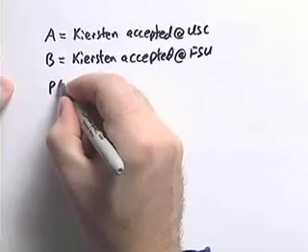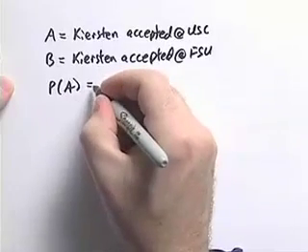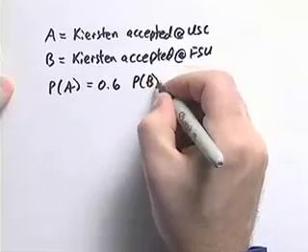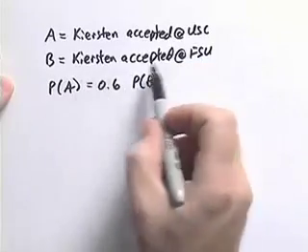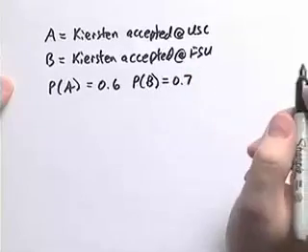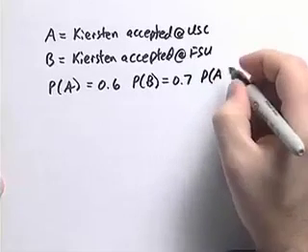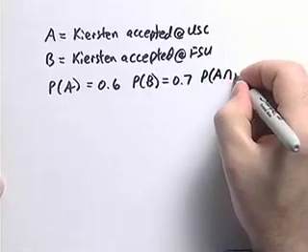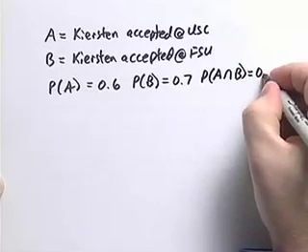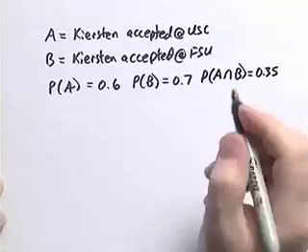We were given that the probability of A, that is the probability that Kirsten's accepted at USC, is equal to 0.6. We're given the probability of B, that is the probability Kirsten's accepted at FSU, is equal to 0.7. And we're given that the probability of A intersect B, that's A and B, is equal to 0.35. That is the probability that she's accepted at both.